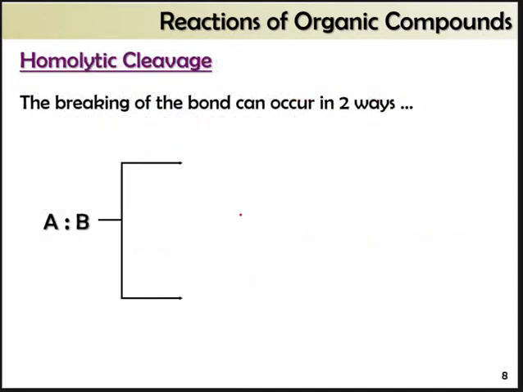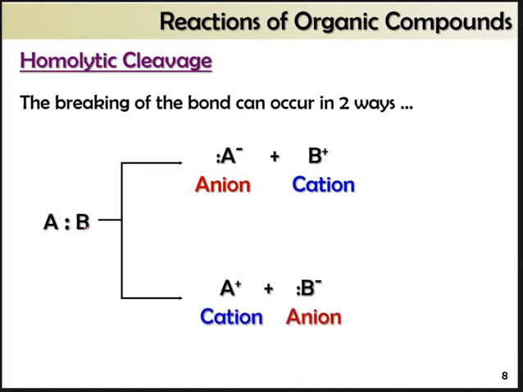The breaking of the bond can occur in two ways. If A gets both of the electrons, it becomes an anion and B becomes a cation, because A is more electronegative. But if B is more electronegative, B will become the anion, and A will be known as the cation.